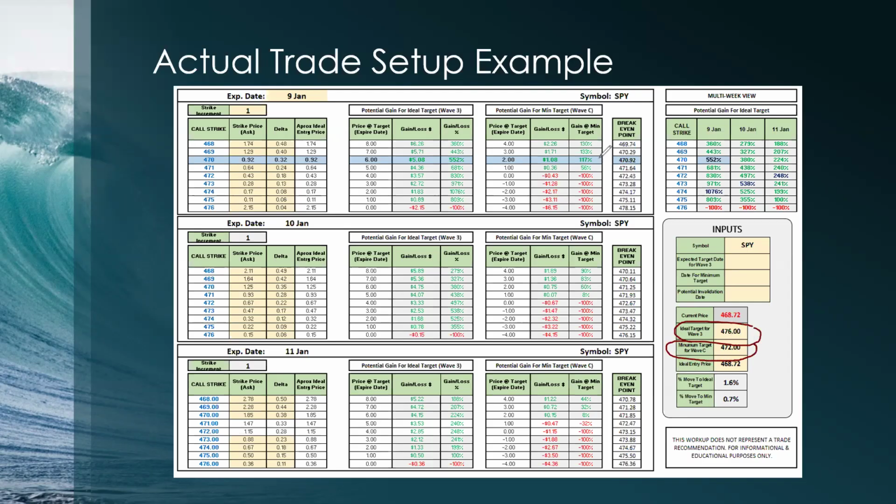And our goal is to always get 100% gain on that option premium at our minimum target. And typically somewhere between 300 and 600% at our ideal target. So this is the gain in value of our option contract. And that's the goal that we're looking for when we place these option trades.